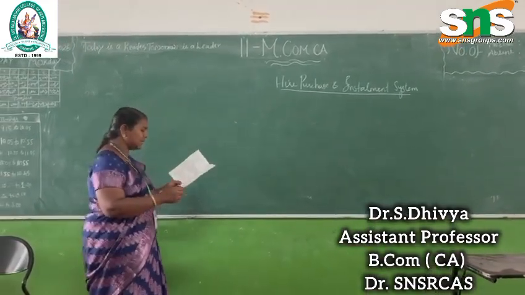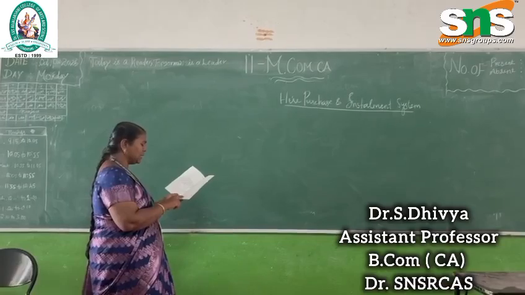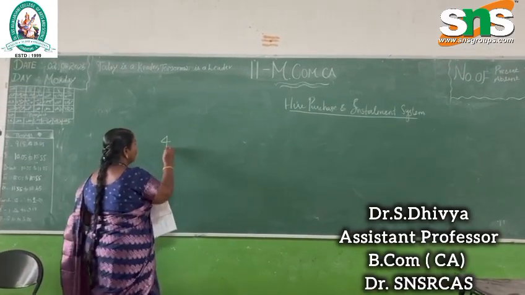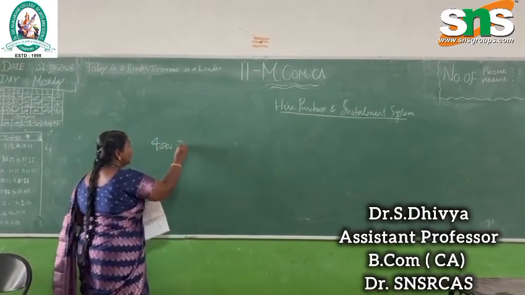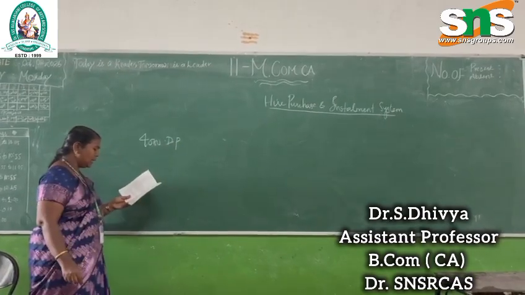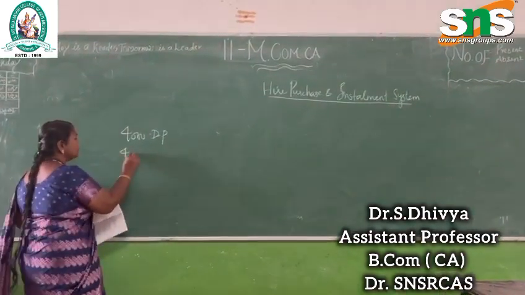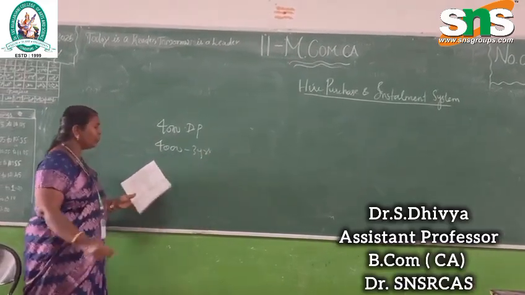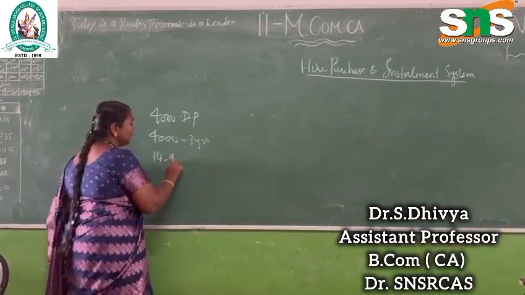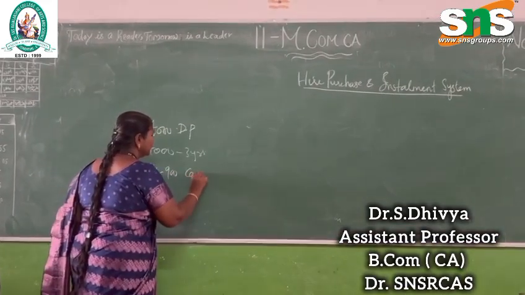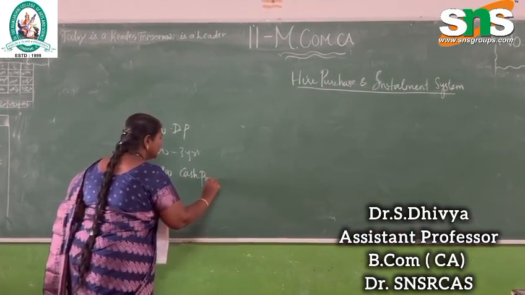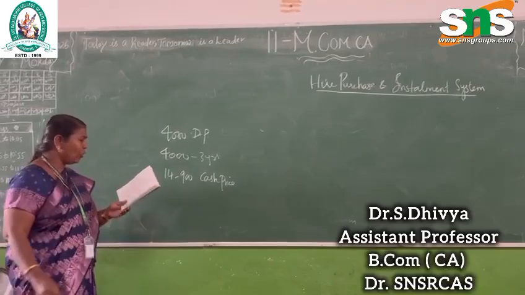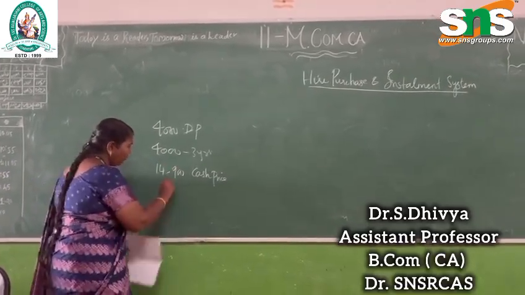On hire purchase, the payment 4,000 is paid as the down payment, and then 4,000 annually is paid for 3 years, and the cash price of the product is 14,900, and the rate of interest is 5%.